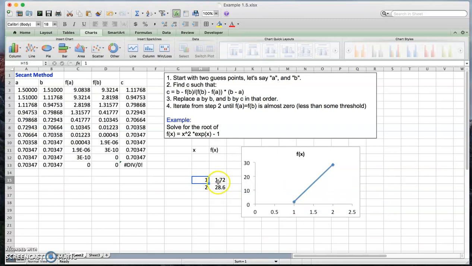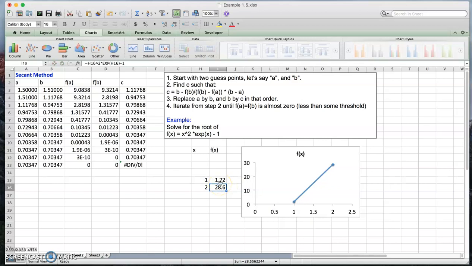I put x equal to 1, and then I evaluate f of x, which is h15 squared times exponential of h15 again, minus 1. Here h15 is the address for this cell. So that is exactly this equation carried out in terms of the address for this cell. I'm going to hit enter. There you go. Here's the equation.